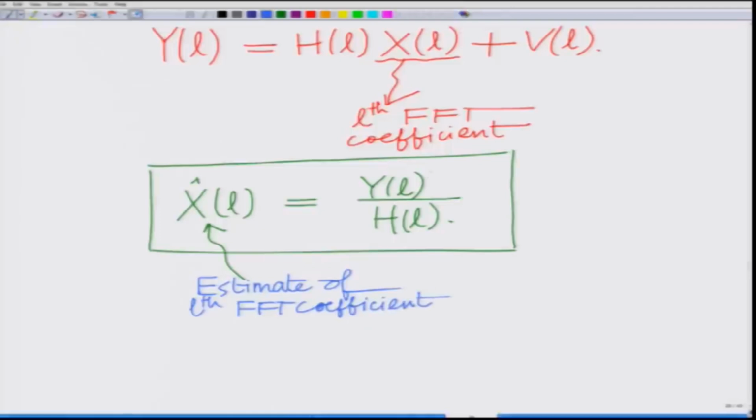This is equal to YL, which is the output sample across the Lth subcarrier, and capital HL, which is the channel coefficient across the Lth subcarrier. Therefore, if you do capital YL divided by capital HL, you get the estimate capital X hat L, that is the estimate of the Lth FFT coefficient of the transmitted symbol sequence, which is the small x's.